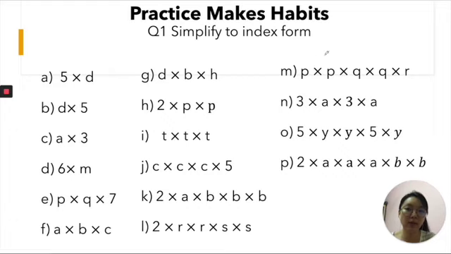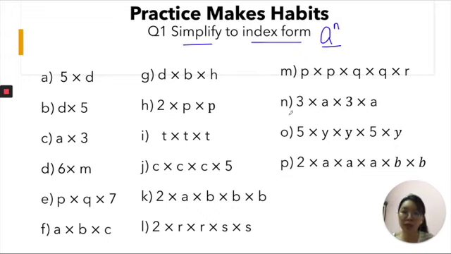Practice makes habit. Question number 1. Simplify to index form. Use the methods that we have learned just now to put all these expressions into the index form. Index form means I have a base and I have a power of n. This is called simplest form or index form.